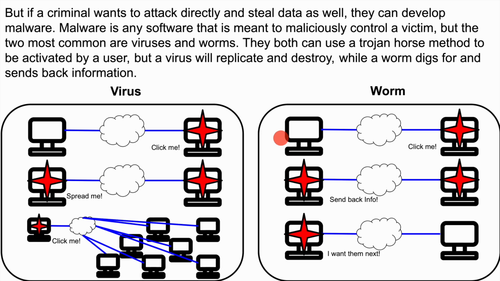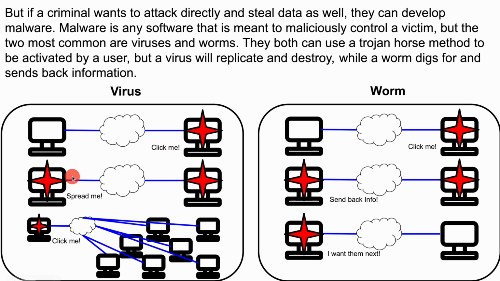But let's say a criminal wants to get revenge and profit at the same time. They can do this using malware. Malware are basically bad programs. Now, the programs usually use a Trojan horse method, like the legend, where a seemingly innocent thing is actually really malicious on the inside. So both ways, virus or worm, people are convinced to click.